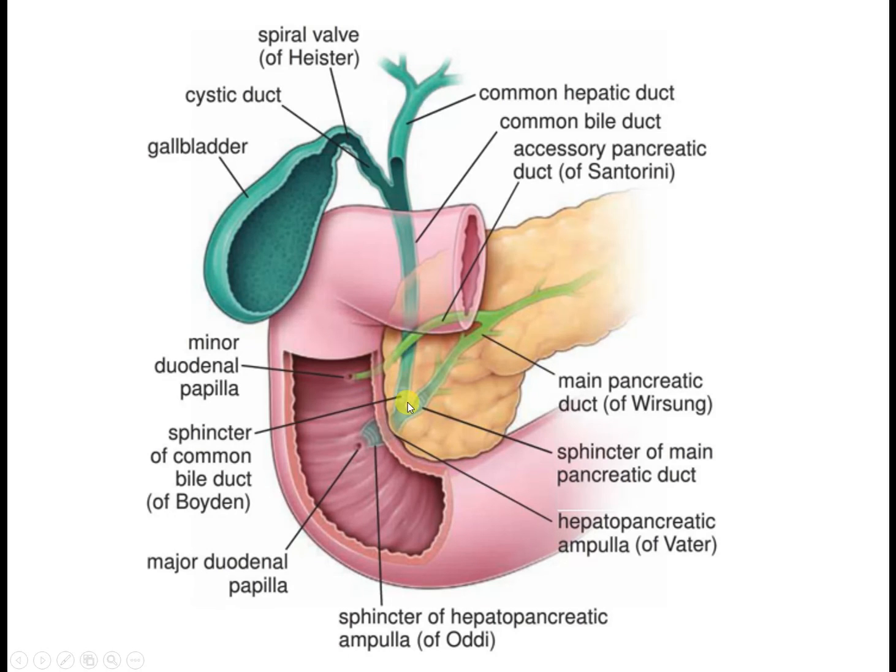This common bile duct faces the sphincter of the common bile duct, also named the sphincter of Boyden, and then finally it enters the sphincter of Oddi, the hepatopancreatic ampulla sphincter, and then with the major duodenal papilla it enters into the duodenum. You see, this is the normal pathway of bile excretion.